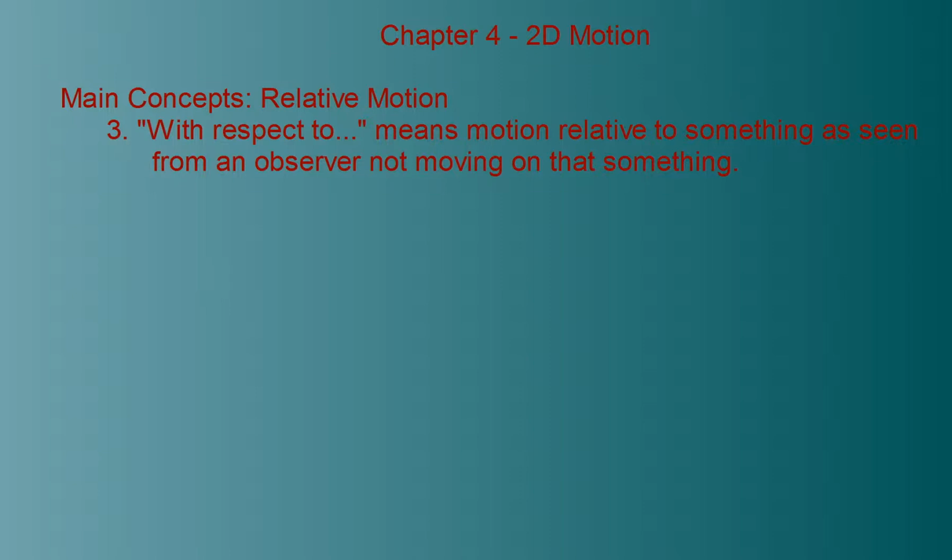Finally, main concept 3, relative motion. What is this with respect to business? Let's put it this way, and if this confuses you, you can ask me to explain it further in class. But let's say you had big floaty shoes on, so you could walk on water, right? And here's a river. And the river is flowing. This is like land. This is the shore. This is the shore. So the river is in here. Let's say the river is flowing this way.